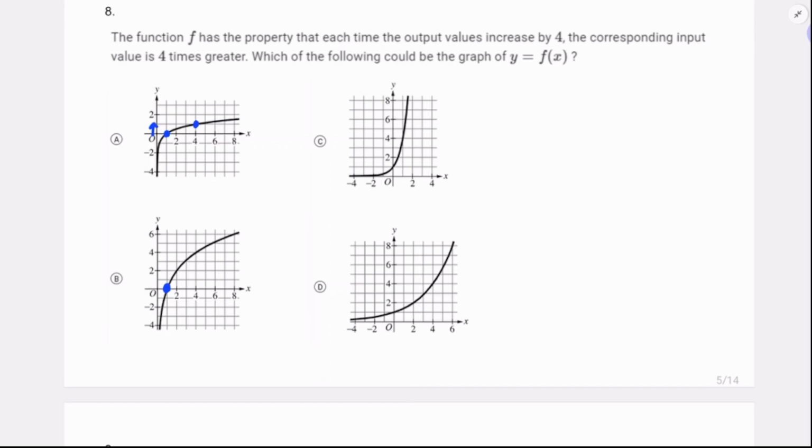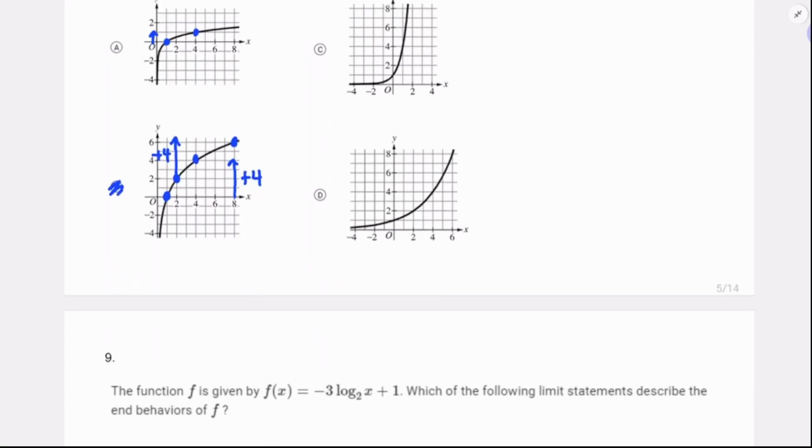Okay, output values increased by 4 when X went from 2 to 8. I went up by 4 from 2 to 6. Okay, that's plus 4. You can't really see that. And then I'm going to say, okay, over here. Wait, that's what I wanted to show. Plus 4 over here. That's what we've got. I think I've talked about that one enough.